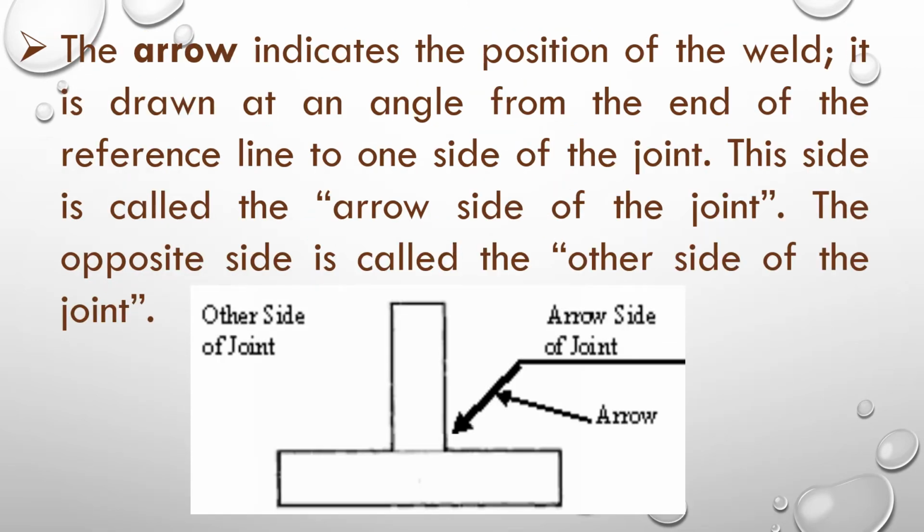The arrow indicates the position of the weld. It is drawn at an angle from the end of the reference line to one side of the joint. This side is called the arrow side of the joint. The opposite side is called the other side of the joint.